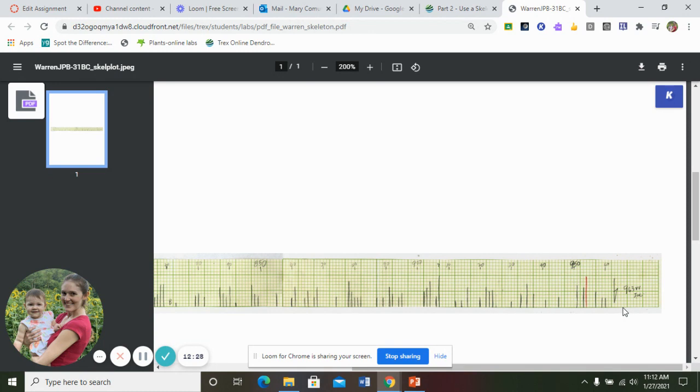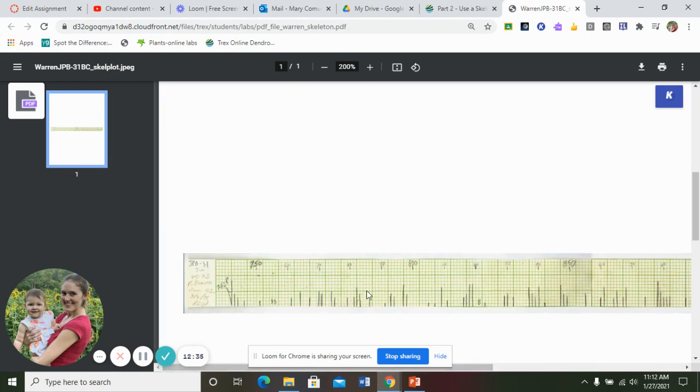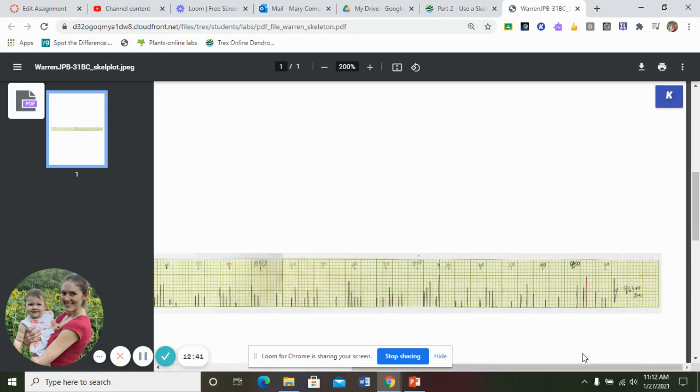How old was the tree when it was cut down? Question number 3. So you would take 963 and you're going to subtract that from about 750. That'll be your answer for number 3.